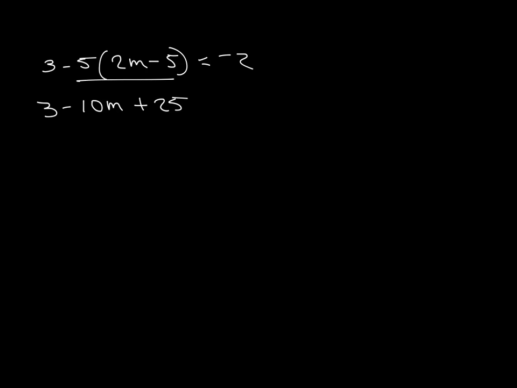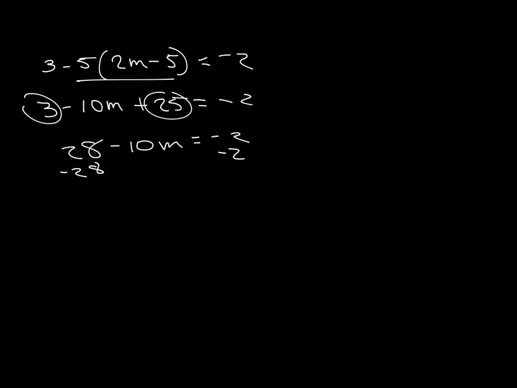Don't forget, negative 5 times a negative 5 is positive. Then we're going to combine like terms. We're going to work at isolating the variable, getting the m by itself. And that goes away. We end up with negative 10m equals negative 30. Divide by negative 10, divide by negative 10, and m equals a positive 3. Okay?